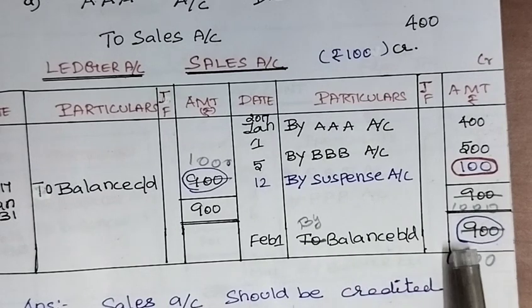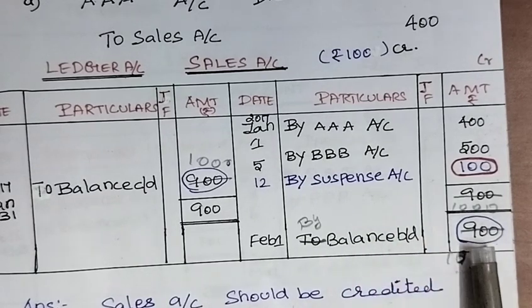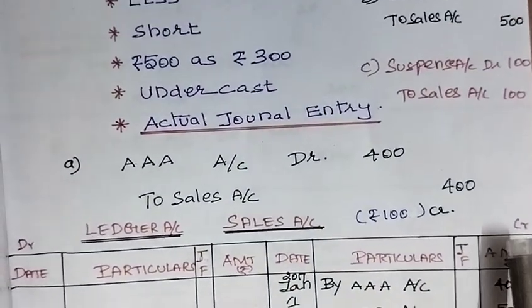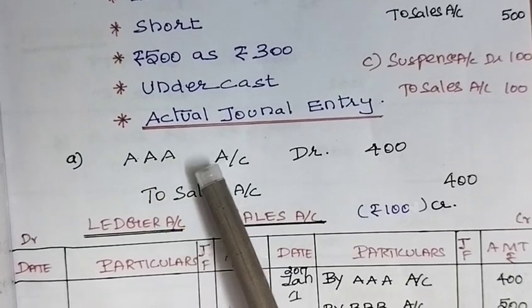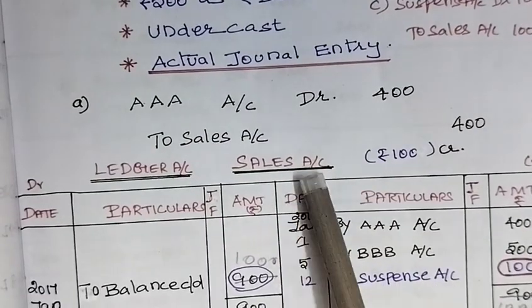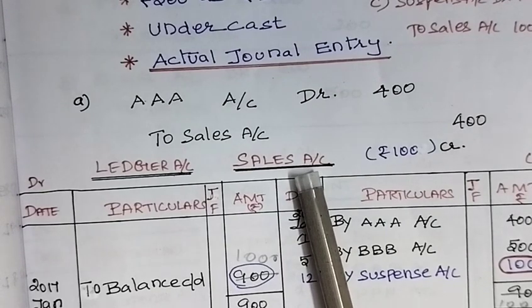This is the sales book. Sales book rupees, how much? 900 rupees, okay. This is as usual. We prepared the original journal entry and the original ledger account for the sales account, okay.